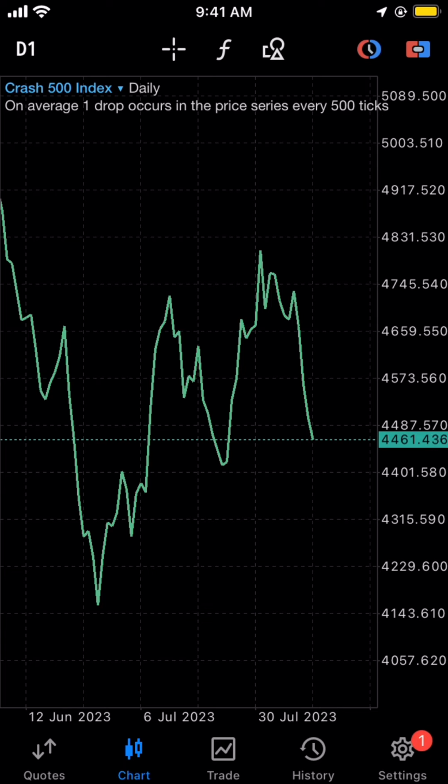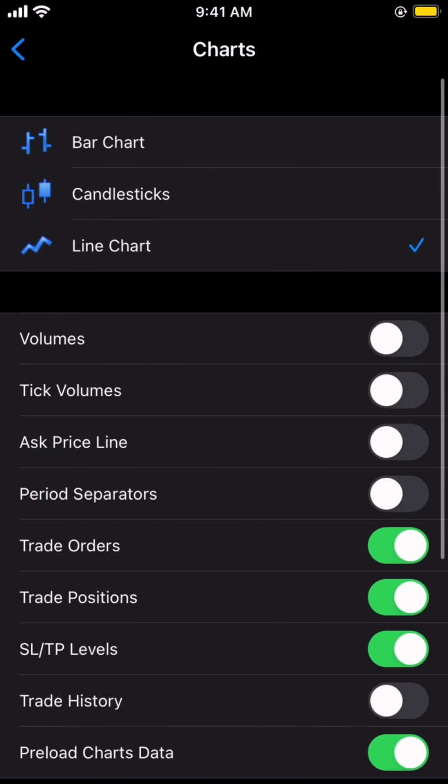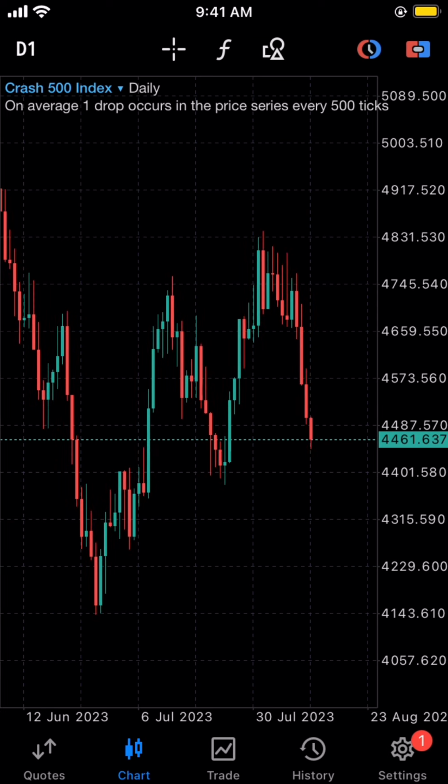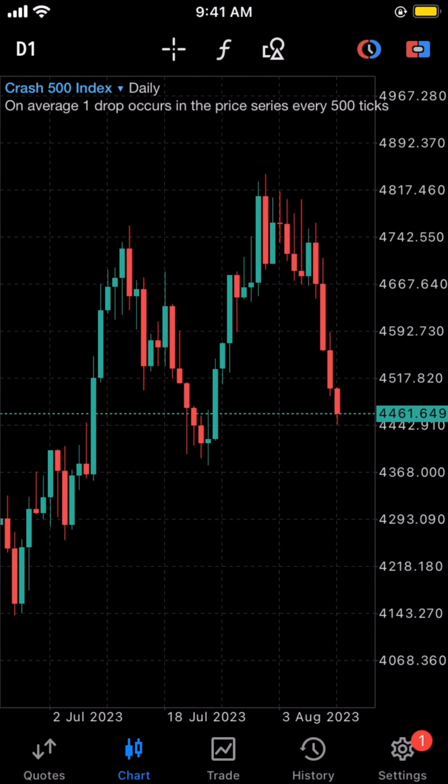This chart is a line chart. It might look different for some of you if you're new to trading, but this is a type of chart that you can use. You can go to setting like this, click on setting. You have three types of chart: bar chart, candlesticks chart, and line chart. Candlesticks is the most famous one. It is called Japanese candlestick. It looks like this.